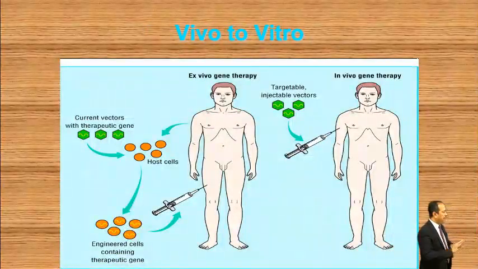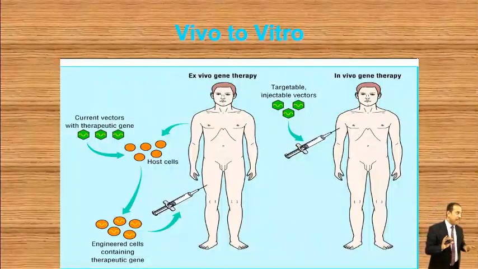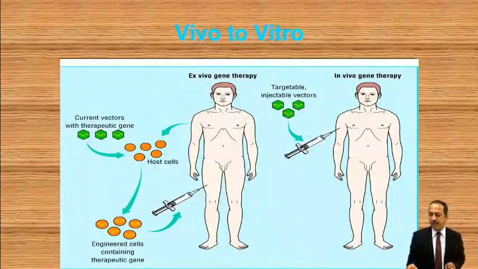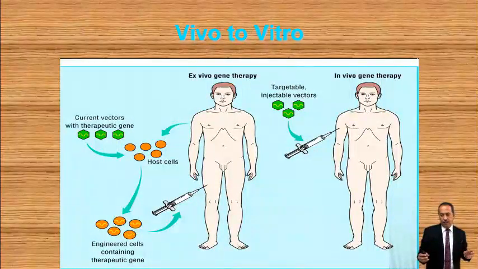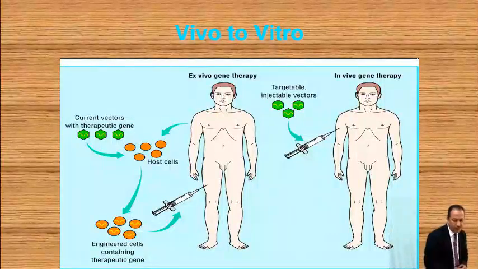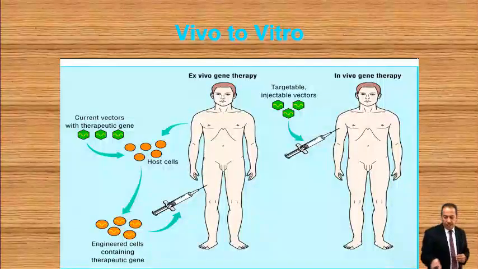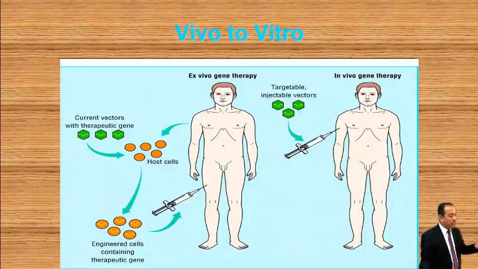Gene therapy, in vivo versus in vitro. In ex vivo gene therapy, as we show here, a vector with a therapeutic gene is combined with host cells in vitro in the lab. After making the genetic engineering for the host cells, the engineered cells contain the therapeutic gene.